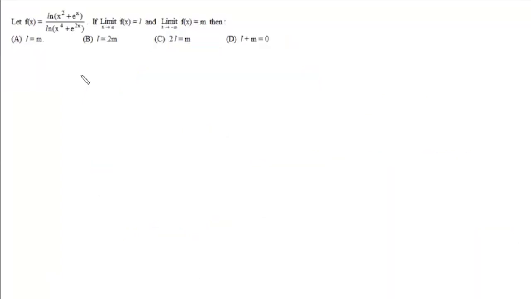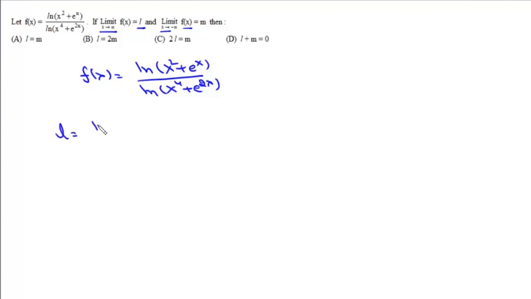Now here the question is, we are given this function f(x) as (log x square plus e to the power x) upon (log x to the power 4 plus e to the power 2x). Now if the limit x tends to infinity f(x) is L and x tends to minus infinity f(x) is M, then find the relationship between L and M.